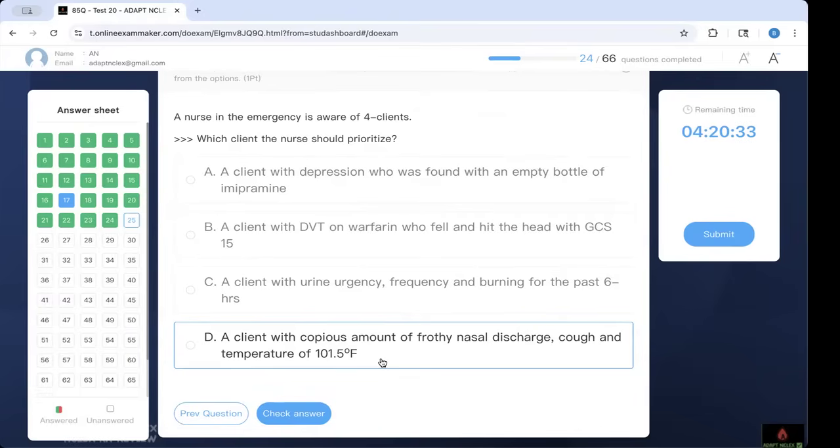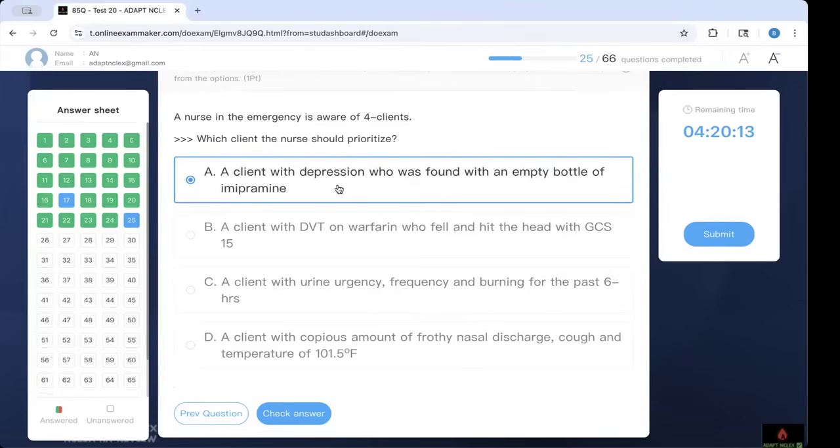Overdose. Client with DVT on warfarin who fell and hit his head. The GCS is 15, right? Client with urine urgency, frequency, and burning for the past 6 hours. UTI. Client with copious amount of nasal discharge, cough, and temperature of 101.5. Pneumonia. Who is in trouble? Somebody who overdosed. We've got to see them.